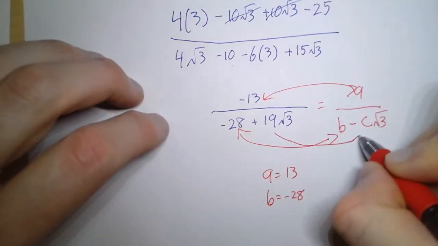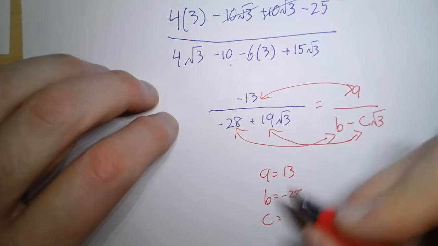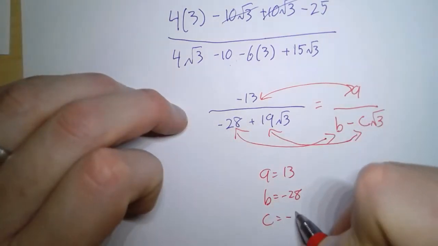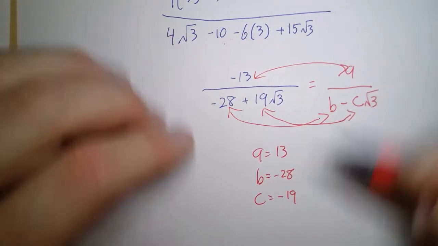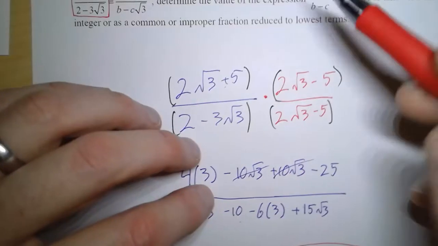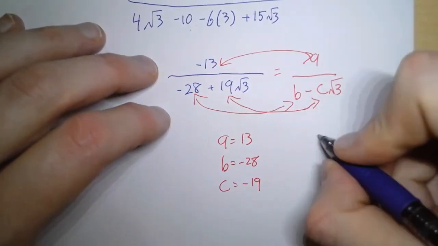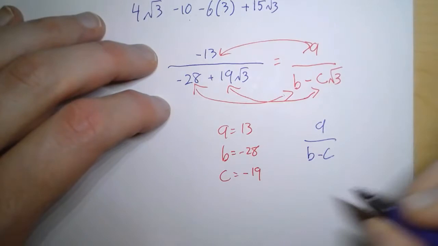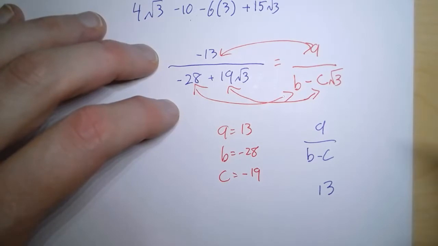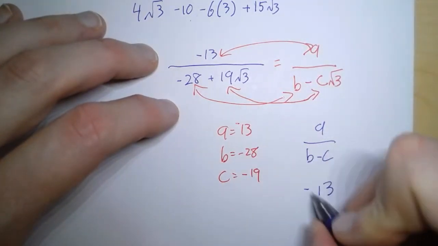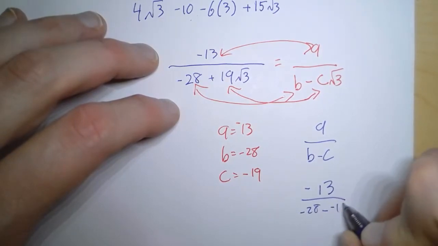Now, what is C? Here's where people probably miss something, because it says B minus C, but we're adding. So what are we subtracting here? Well, it's negative 19. So now, this is not our answer yet, because what we want is this expression, A over B minus C. We want that. So A is 13. Whoops, negative 13, I missed that. All over B, which is negative 28, minus C. So that's minus negative 19.